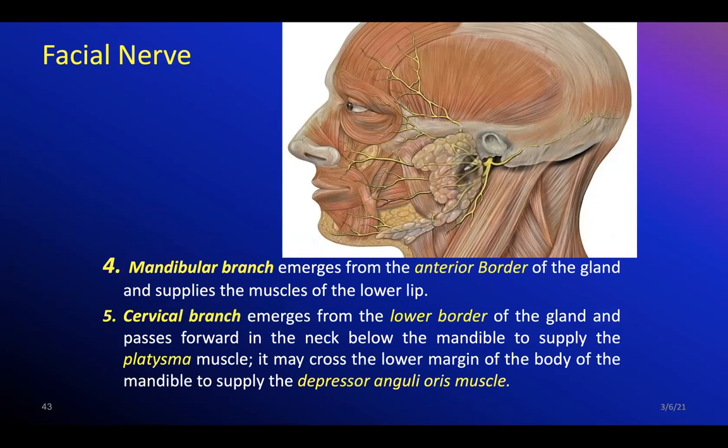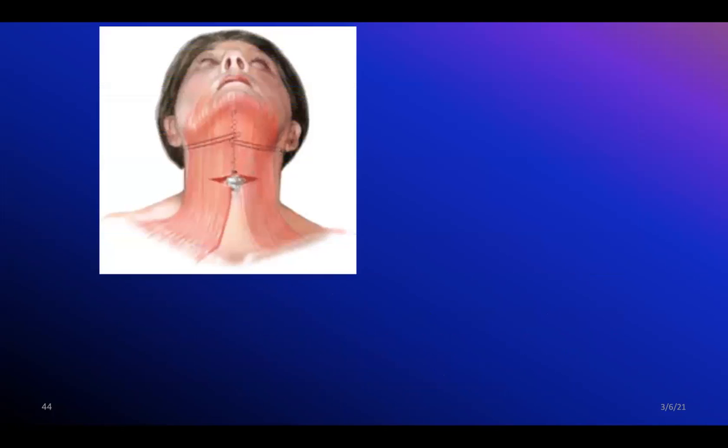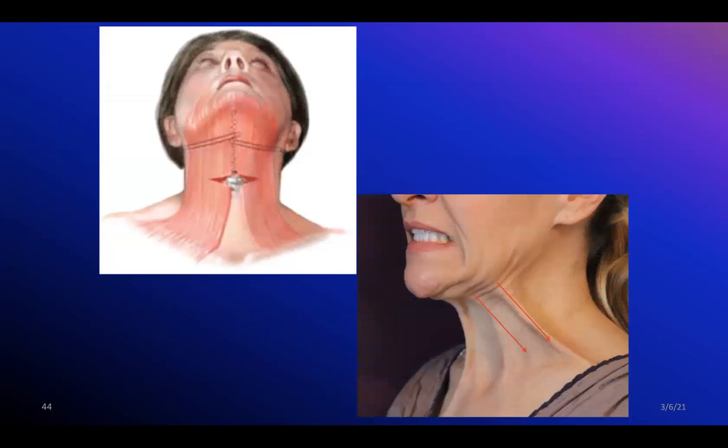The mandibular branch emerges from the anterior border of the gland and supplies the muscles of the lower lip. The cervical branch emerges from the lower border of the gland and passes forward in the neck below the mandible to supply the platysma muscle. It may cross the lower margin of the body of the mandible to supply the depressor anguli oris muscle. This is the platysma and its action. Thank you.